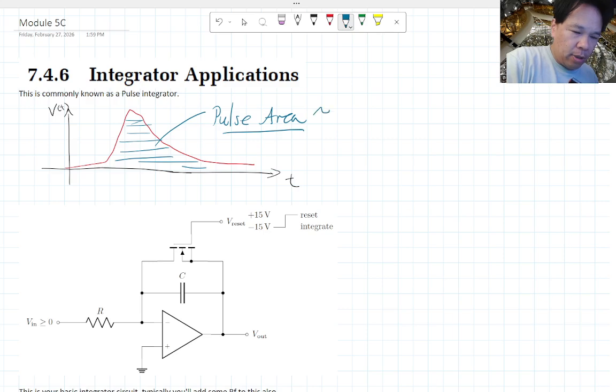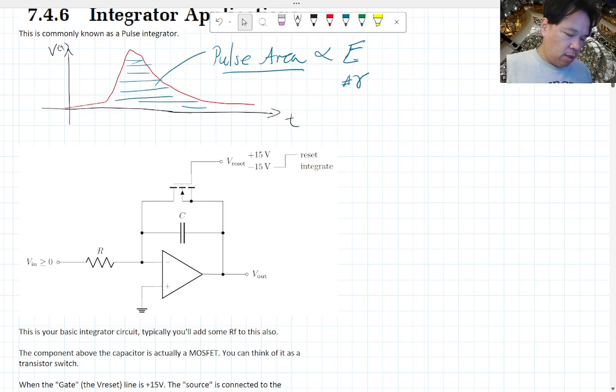Typically, these pulse areas are going to be proportional to maybe the amount of energy that was deposited into a detector, or how much light comes out of a laser, so the number of photons. And that's very useful for physics analysis. And you can make this with your integrator without all the little frills.